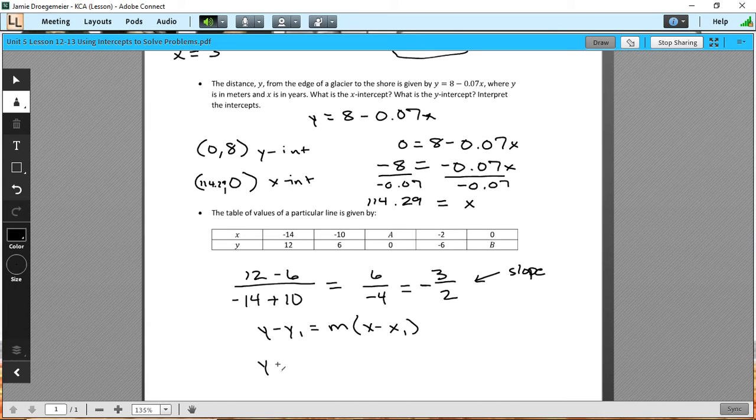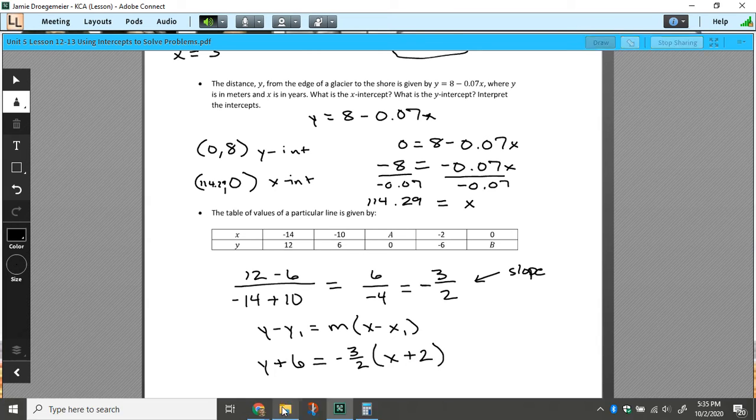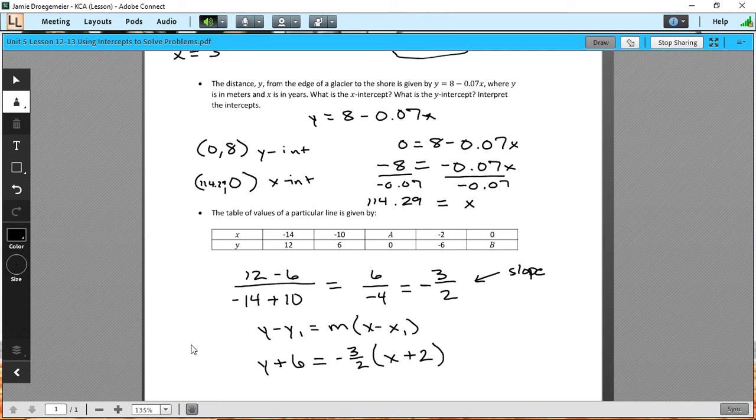So y minus the y value, so y minus negative 6, well, minus a negative again is the same as adding a positive. So y minus negative 6 would become y plus 6. Our slope is negative 3/2. And then we have x minus the x value from that point, minus negative 2 would be the same as adding a positive 2. So now I have an equation for the line. I'm going to scroll up just a little bit here.